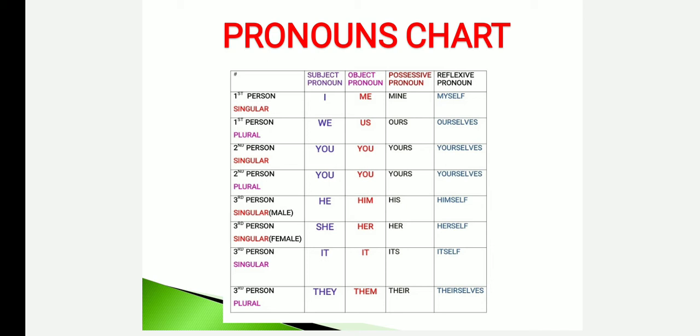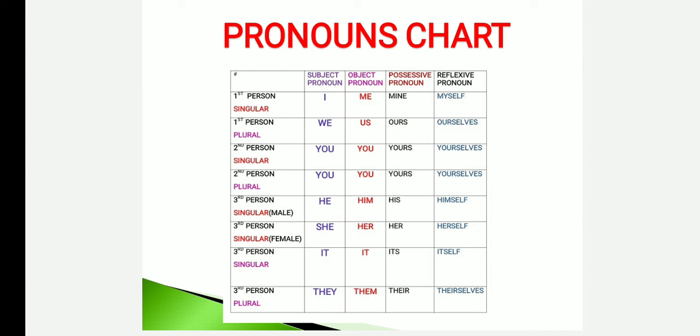Let us learn. The first person singular. The subject pronoun is I and its object pronoun is me. Possessive pronoun is mine and reflexive pronoun is myself. First person plural: we. Its object pronoun is us. Possessive pronoun is ours. Reflexive pronoun is ourselves. Second person singular: the subject pronoun is you and the object pronoun is you. Possessive pronoun is yours. Reflexive pronoun is yourself. The second person plural is the same as the second person singular.